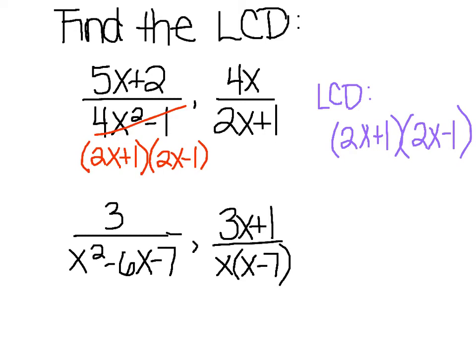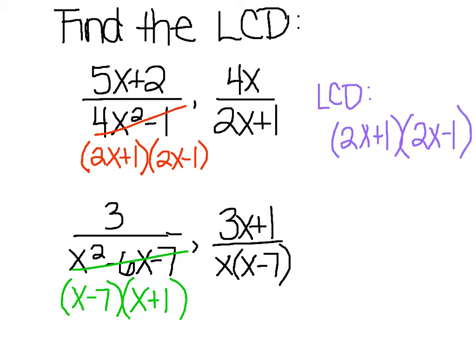Okay, hopefully you've tried this. So the first thing you should have done was factor this x squared minus 6x minus 7, and you would have gotten x minus 7, x plus 1. Because you're looking for what multiplies to negative 7 but adds to negative 6.